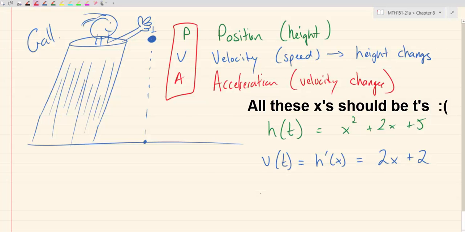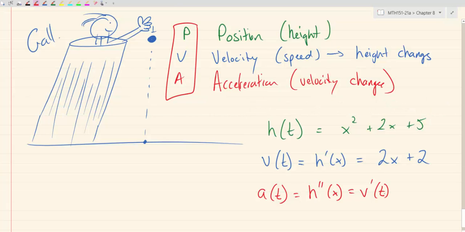And then if you want to find out how it's accelerating, well, that is equal to the second derivative of the height function, or the first derivative of the velocity function. I changed my variables. I should have been using t's all along. Anyway, that's equal to 2. So this is how position, velocity, and acceleration are related to each other. They're derivatives of each one.